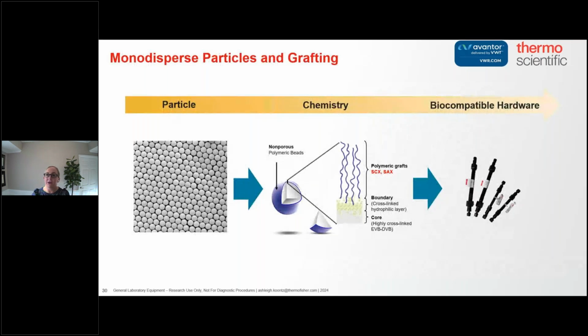And so we take that particle, which is a non-porous polymeric bead, and then we graft that ion exchanger onto the surface through a cross-linked hydrophilic layer. And so taking all of that chemistry media and then packing it in PEEK hardware, which is biocompatible by nature, not having any of the metal components within that column body.